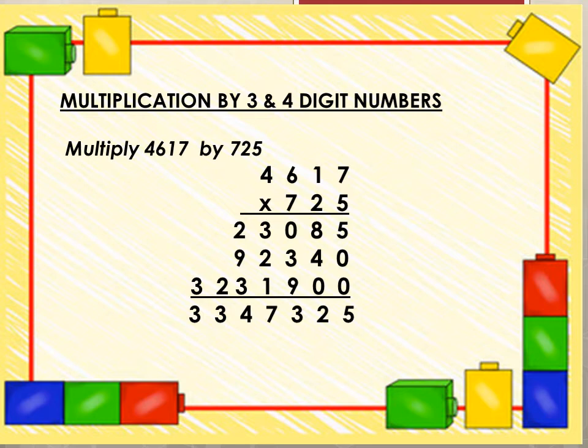See, 5 sevens are 35, 3 will be carried forward. 5 ones are 5, and 3 will be added, that is 8. 5 sixes are 30, 0 is here and 3 will be carried forward. 5 fours are 20 plus 3, 23. So in the first step we have got the product of 4617 and 5 only.